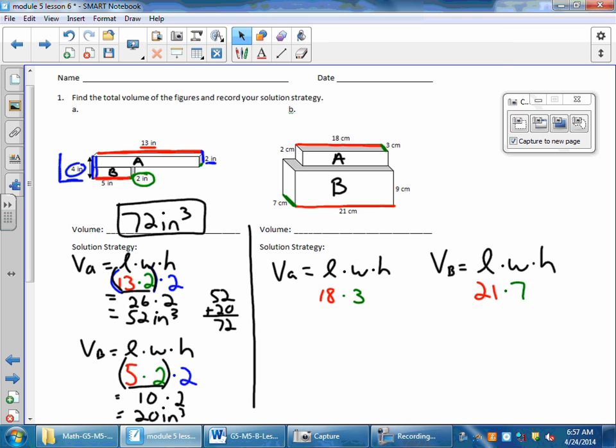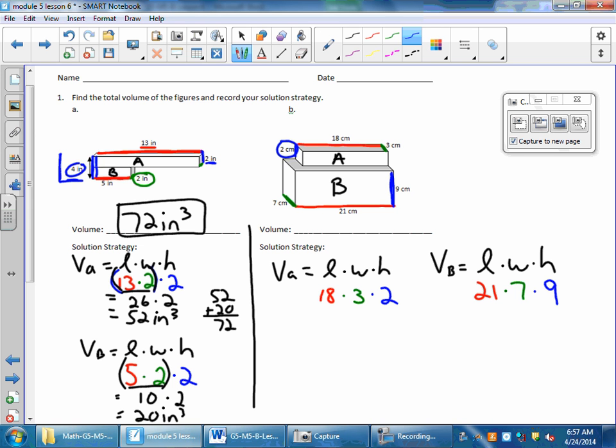Now, just find the height. The height for A, I see is 2 centimeters. The height for B is shown on the other side, 9 centimeters.